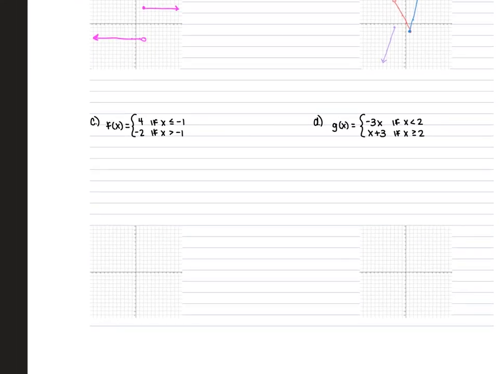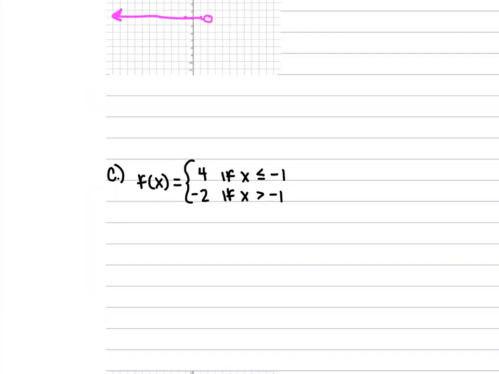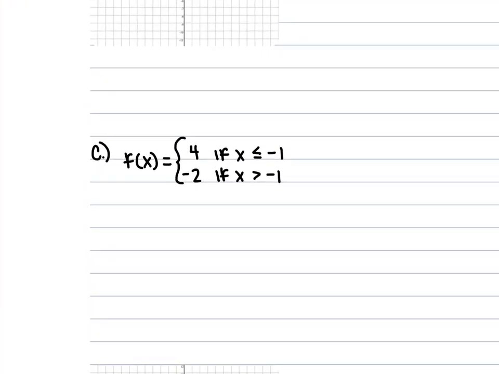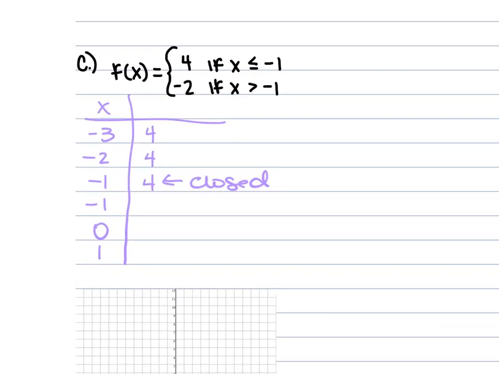For C, we have f of x is equal to 4 if x is less than or equal to negative 1, and negative 2 if x is greater than negative 1. So numbers that are less than or equal to negative 1 is going to be like negative 3, negative 2, negative 1. Then we have greater than negative 1, so that's going to be negative 1, 0, 1. Our y's for the negative 3, negative 2, and negative 1 are 4, 4, and 4 with a closed circle on the negative 1, 4.